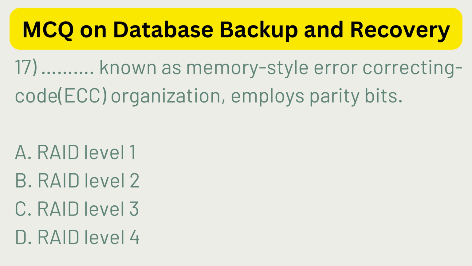Question number 17. Known as Memory Style Error Correcting Code, ECC organization, employs parity bits. A. RAID Level 1. B. RAID Level 2. C. RAID Level 3. D. RAID Level 4. The correct answer is B. RAID Level 2.